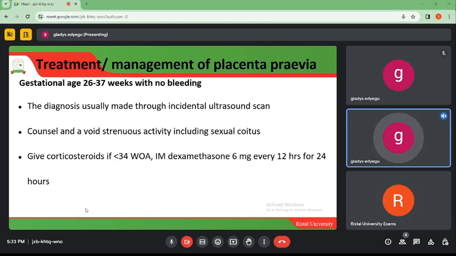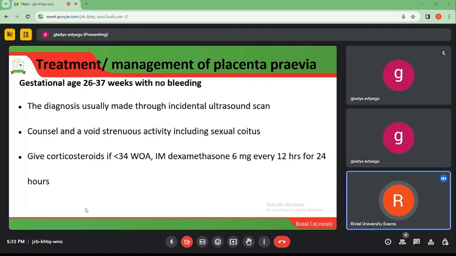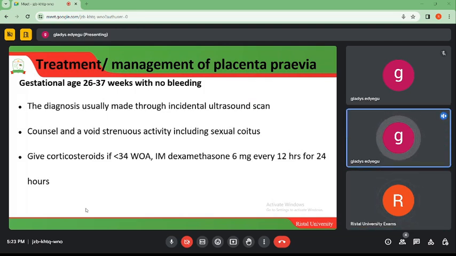So you have done an ultrasound scan and it is showing placenta previa, but the mother is not bleeding. So what do you do? You counsel and avoid strain, including sexual contact. So when you get this mother, the ultrasound scan indicates that the mother has placenta previa and the weeks of gestation are between 26 and 37 weeks, and she's not bleeding.